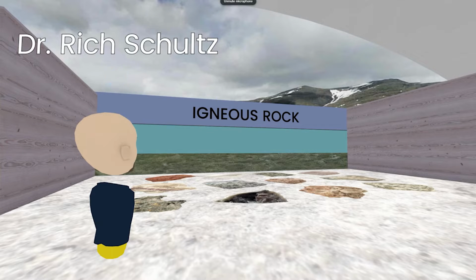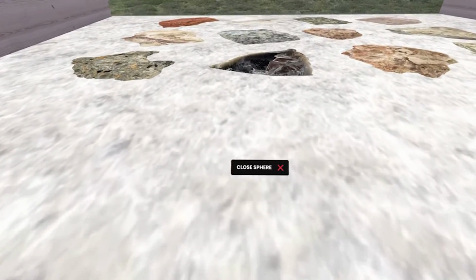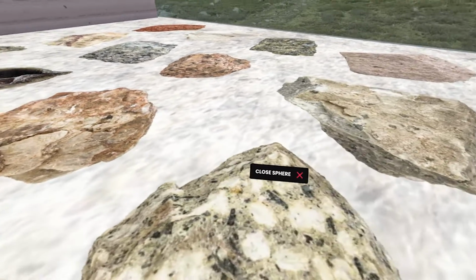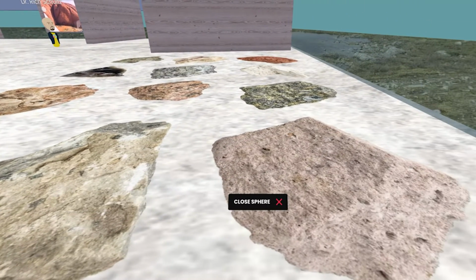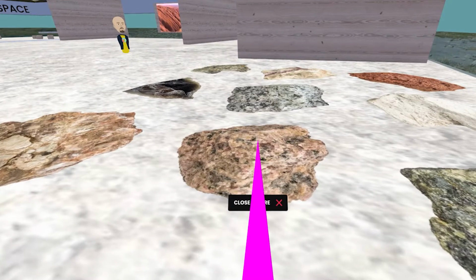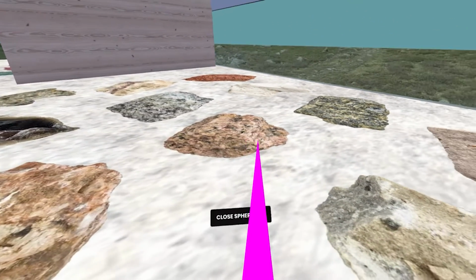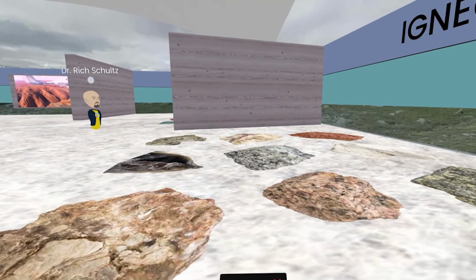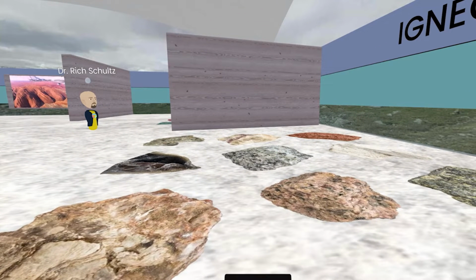The igneous rocks that you're seeing here form under different sorts of settings, what we call environments. The one that is right in front of me right here, it's a pink one, is a rock called granite. Granite is pink because of a mineral that it contains called orthoclase feldspar, or sometimes called potassium feldspar. And that's what gives it the pinkish color.